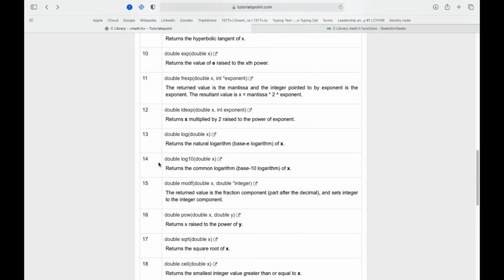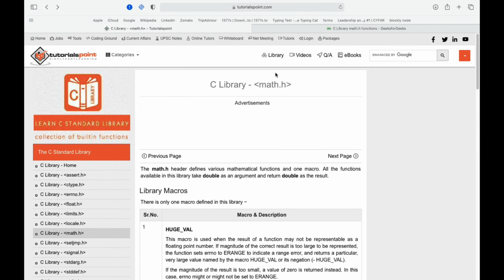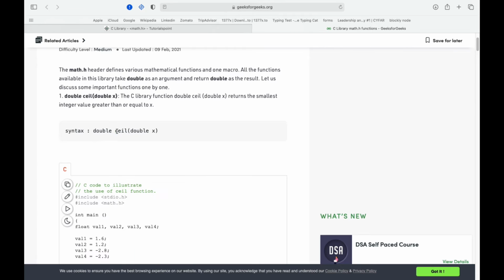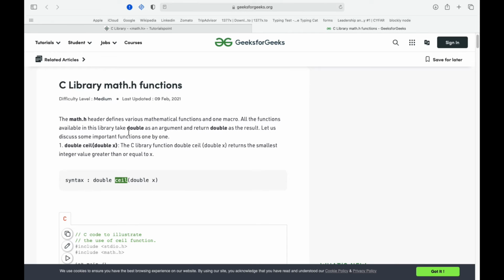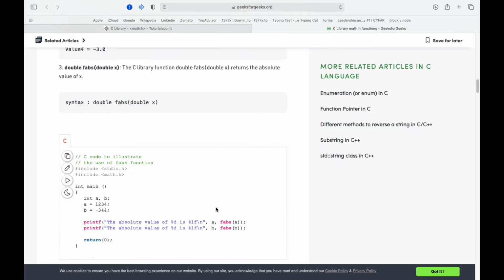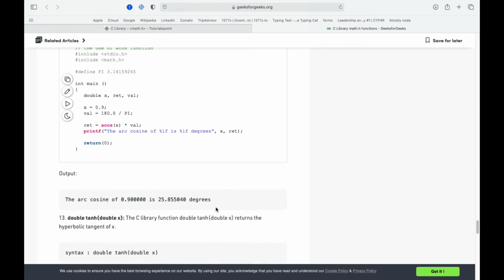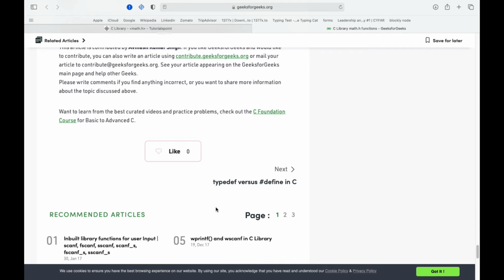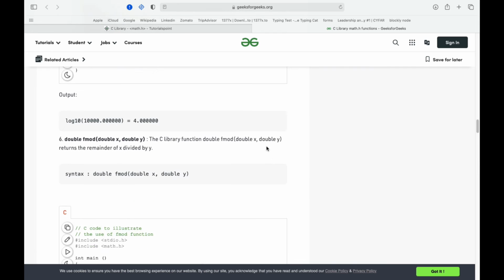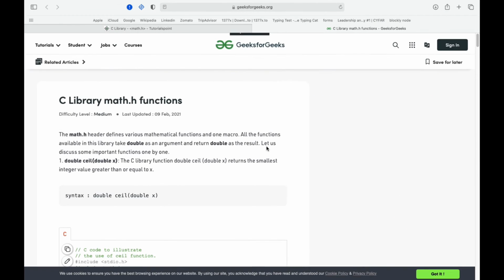It has only shown 21. You can Google it for more details. And GeeksforGeeks has provided the function itself and then the program. For better understanding, you can go through that, or any website that you feel like or are most comfortable with. So these are all functions that are provided in the math.h library itself.